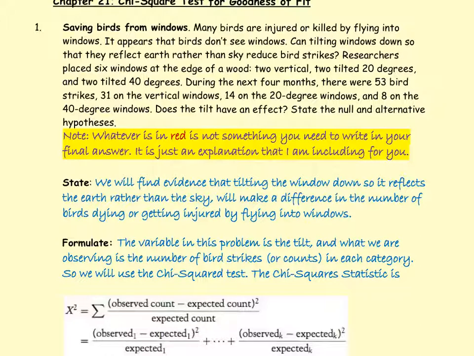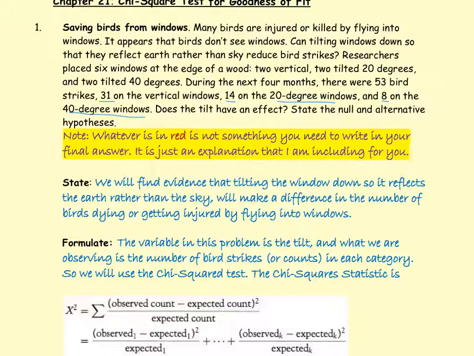So they placed 6 windows at the edge of the wood. 2 of them were vertical, 2 tilted to 20 degrees and 2 tilted to 40 degrees. And over the next few months, they observed the number of bird strikes at each type of window. So there were 31 observed strikes at the vertical windows, 14 bird strikes on the 20-degree windows, and 8 bird strikes on the 40-degree windows. So these are the counts of the number of strikes on each type of window.